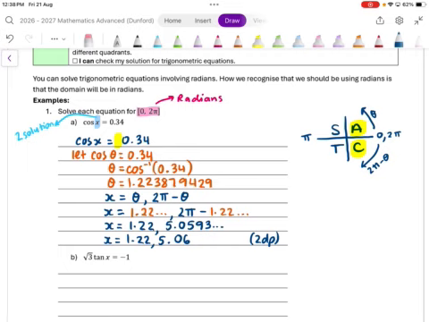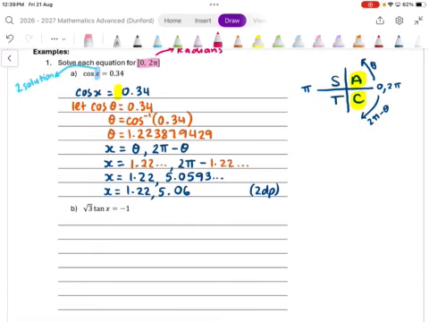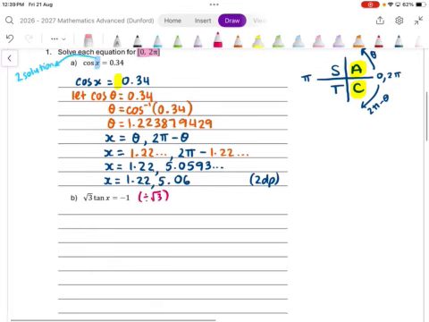Okay, our next one here, what we have is root 3 tan x equals -1. Now, when we're solving equations, we need our tan x to be the subject. And right now we have a root 3 in front of it. So what we need to do is divide by our root 3. This means that we get our equation to be tan x equals -1 over root 3.